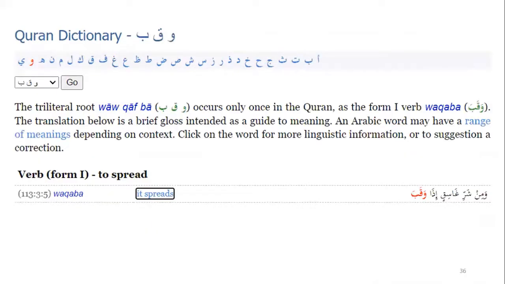The next word is waqab. Waw, qaf, ba are the root letters, and it's only been used once in the Quran, as a verb in form 1, and it simply means it spreads. So waqaba would mean he spreads. وَمِن شَرِّ غَاسِقٍ إِذَا وَقَبَ.